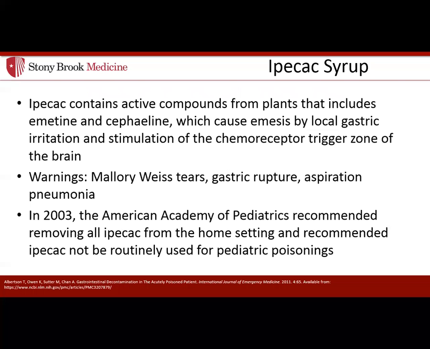So I just want to briefly touch on ipecac syrup. The use of ipecac syrup to induce vomiting after poisoning was a mainstay treatment, both at home and in the hospital. Ipecac syrup contains active compounds from plants that include emetine and cephaeline, which cause emesis by local gastric irritation and stimulation of the chemoreceptor trigger zone of the brain.